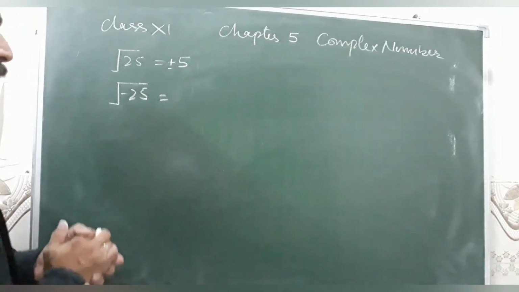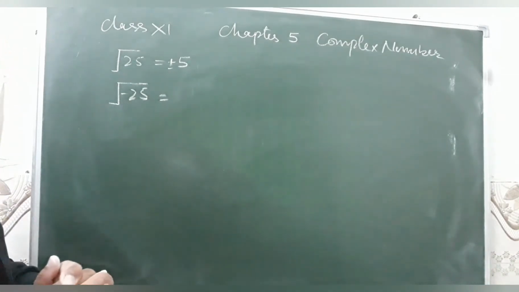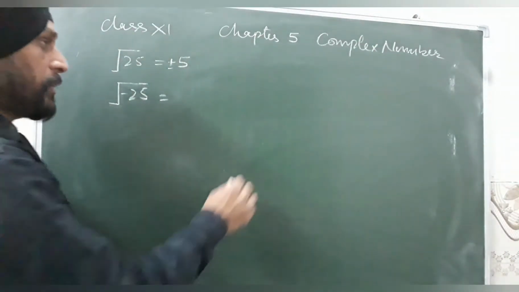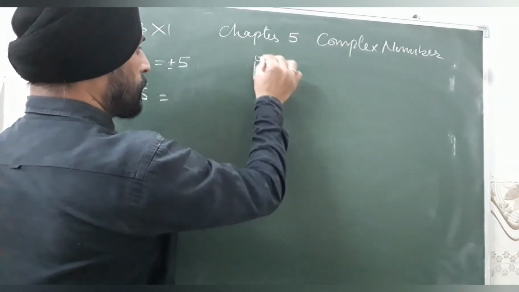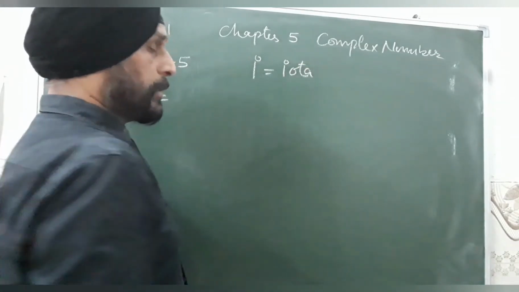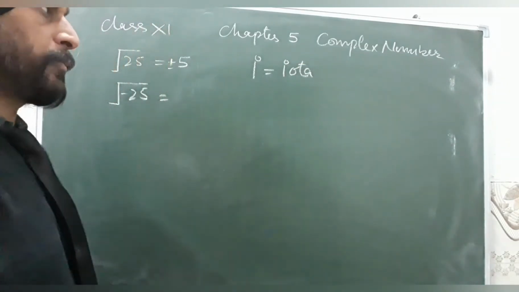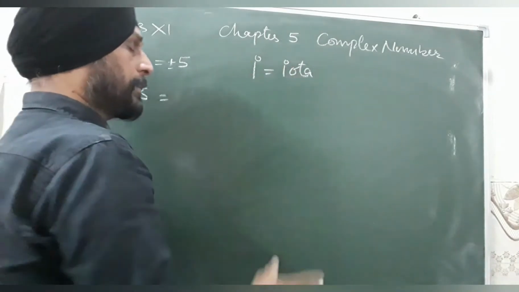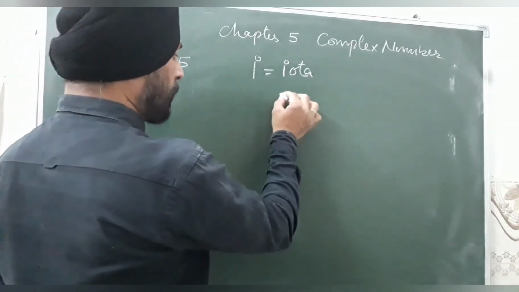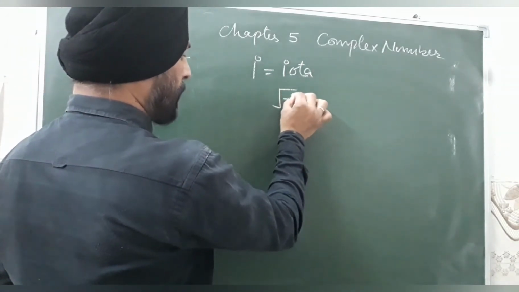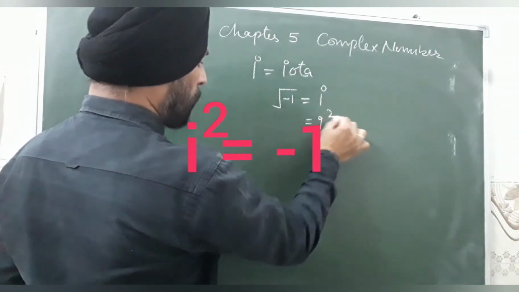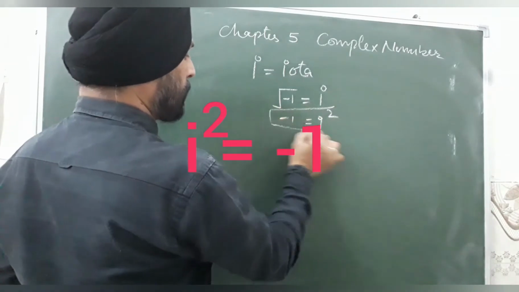Now what will you do? This is not a real case here, so in this case we will take the concept of the complex number. In complex numbers, we have one alphabet known as i, whose full form is iota. You can say that this is the imaginary number. Why are we taking the point of i here? Because in complex numbers, square root of minus 1 is equal to i. So that's why i square is minus 1 here.